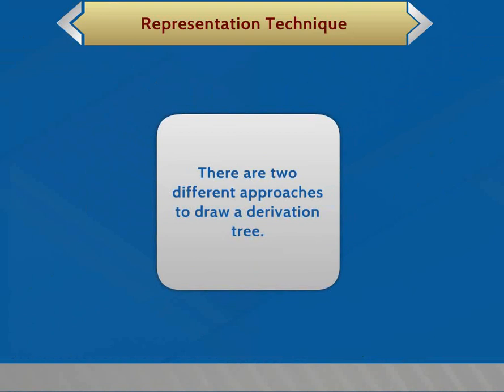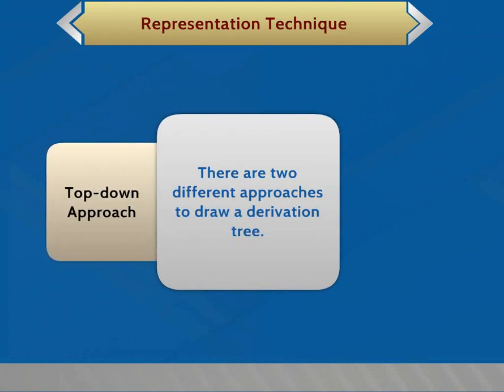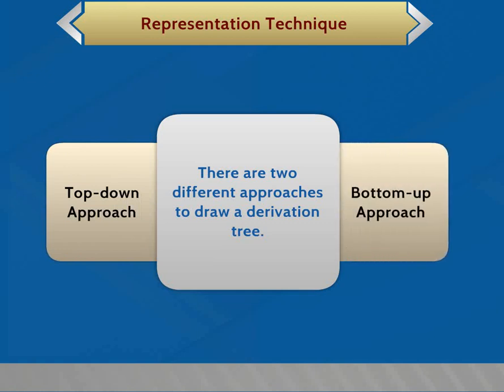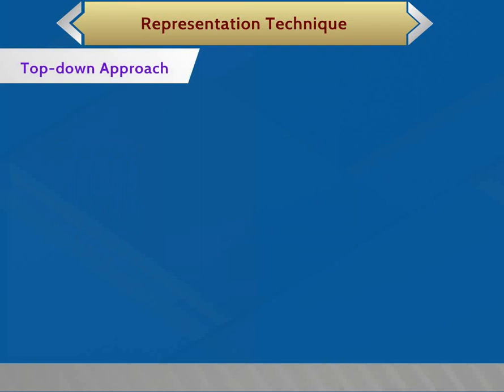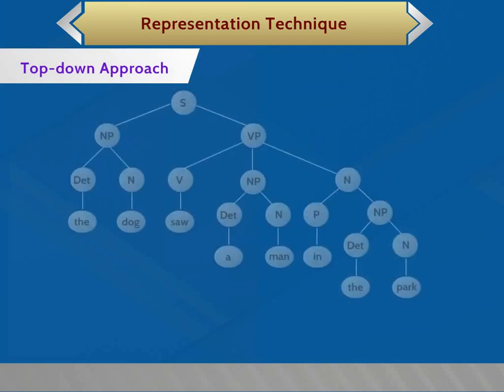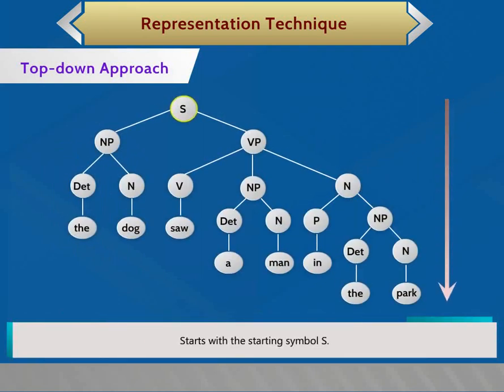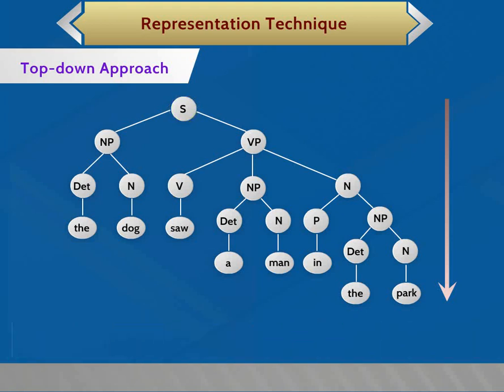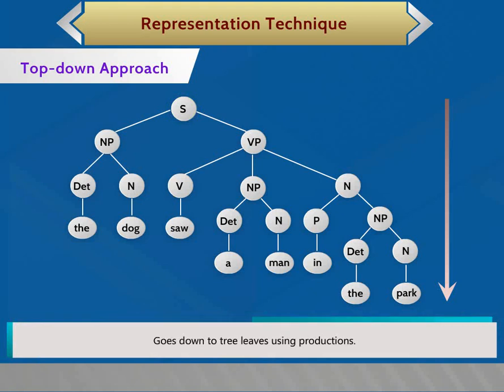There are two different approaches to draw a derivation tree: top-down approach and bottom-up approach. Top-down approach starts with the starting symbol S and goes down to tree leaves using productions.